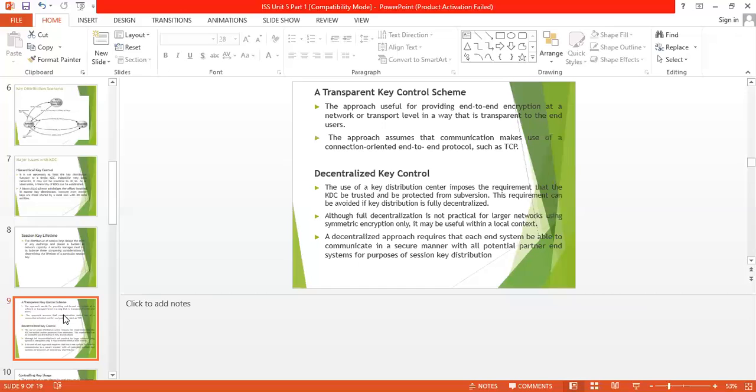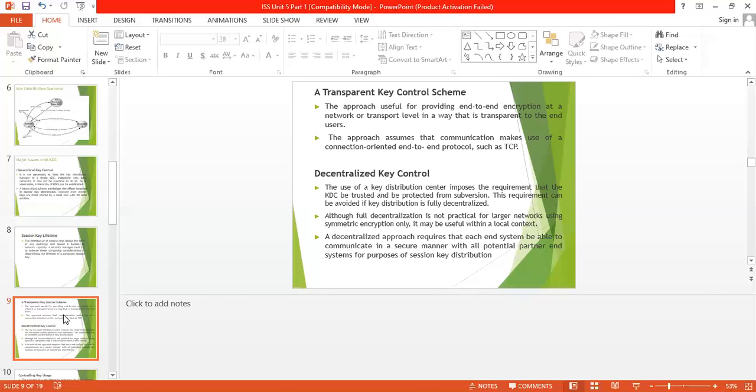The third is the transparent key control scheme. This approach is useful for providing end-to-end encryption at the network or transport level in a way that is transparent to the end users. This approach assumes that communication makes use of a connection-oriented end-to-end protocol, for example, TCP.